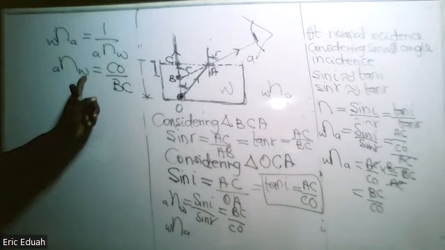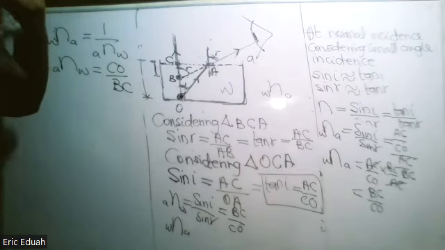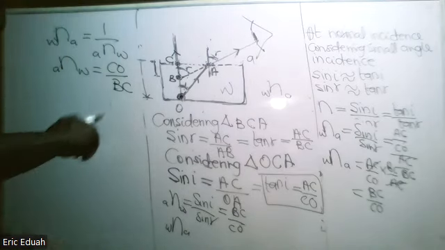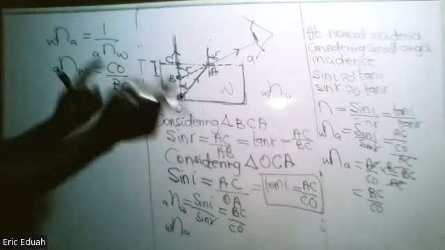We are just interested in the absolute refractive index. That's why we are reversing it from water to air to water. So that will be the inverse of this thing. Instead of BC over CO, we'll have CO over BC.